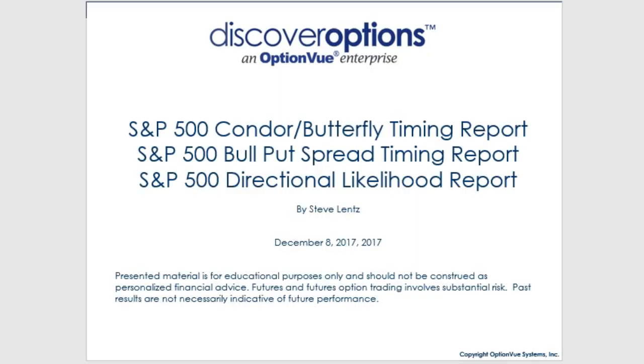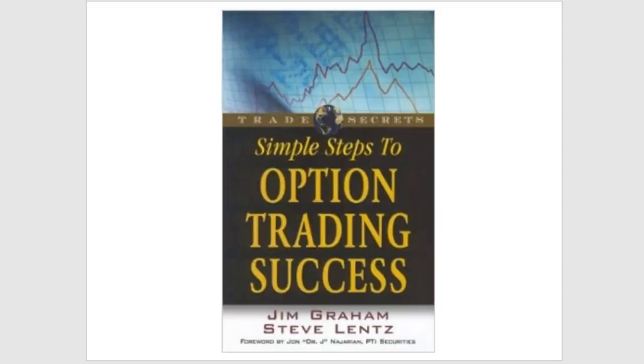Today we have three different reports, all three for the S&P 500 index. For advanced options traders trading condors and butterflies, we have the Butterfly Condor Timing Report. For those of you looking for put selling strategies on the S&P 500, we have the Bull Put Spread Timing Report. And then finally, for the statistically minded, we have the S&P 500 Directional Likelihood Report. Okay, let's go through these one at a time.